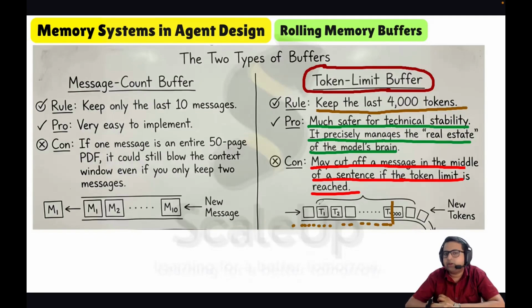So that's a very big drawback of token limit buffer, wherein because it is not at all looking at the messages, it is just counting the tokens. And there might be scenarios wherein we might end up having incomplete messages or incomplete information in the context window, because some of the tokens of those messages might be flushed out to make room for the new tokens. So this is a very big limitation of a token limit buffer.